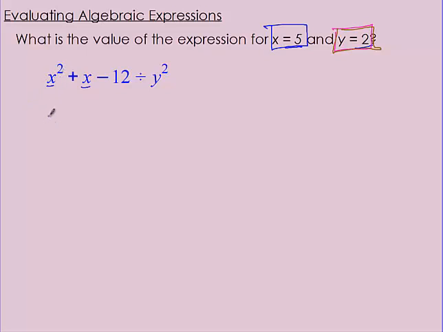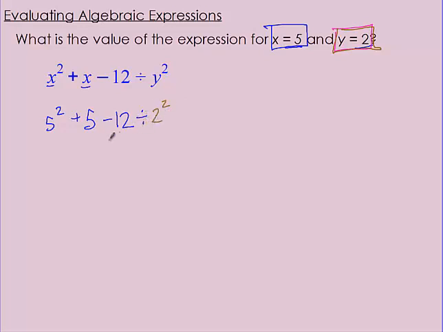So I'm going to rewrite this as 5 squared. Instead of x squared, now we have 5 squared. Now we go plus, instead of x, we go plus 5. This minus 12, nothing changes, there's no variables, minus 12. And we're going to divide by, well, we got y squared. What's y? y equals 2, so it's going to be 2 squared.